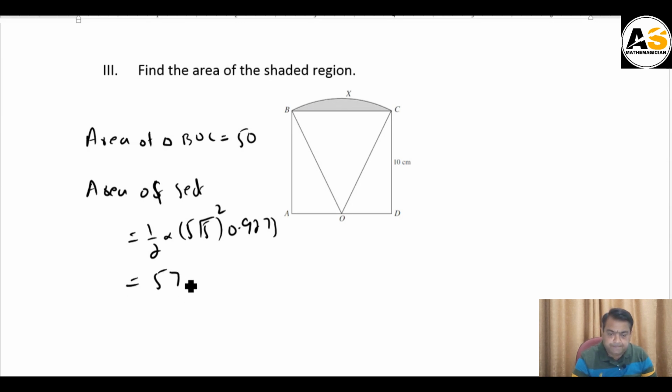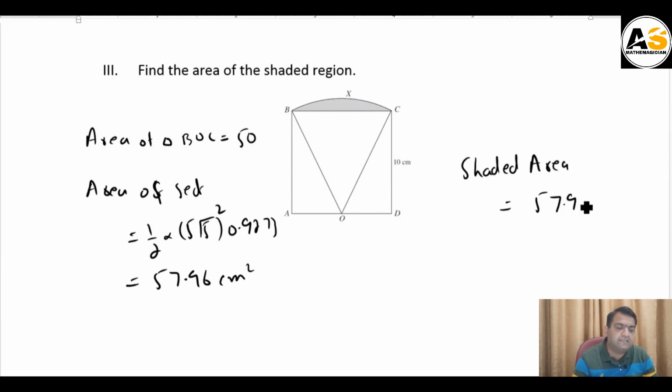and this area of sector will be 57.96 centimeter square, and shaded area which was required will be area of sector 57.96 minus area of triangle. This will be 7.96 centimeter square, approximately equal to 8 centimeter square.